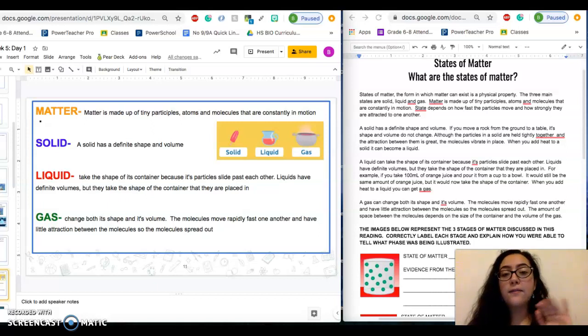A solid has a definite shape and volume, meaning that it will not change, it will not grow bigger, it will not grow smaller. It's stuck the way it is. Liquid is able to change its shape. However, the volume, or the amount of space it takes up, will be the same. And gas, on the other hand, doesn't have an infinite volume. It takes the volume of the container, and it's able to take the shape of the container as well.